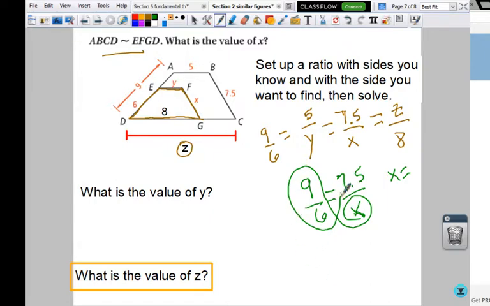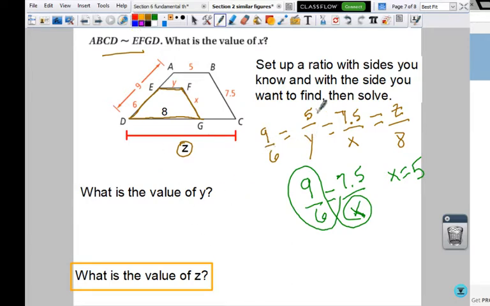Alright, so I'm going to plug this into Desmos. 7.5 times 6 divided by 9. You guys are good at these proportions, so I'm not going to spend a lot of time. And we get 5. So x equals 5.